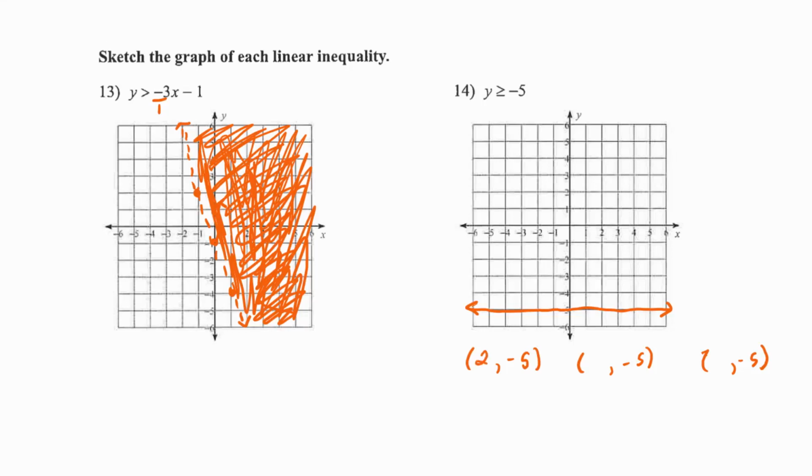So think about, where is 2, -5? Where is 0, -5? Where is -2, -5? Okay, so that's how this becomes a horizontal line whenever it has a y but not an x.